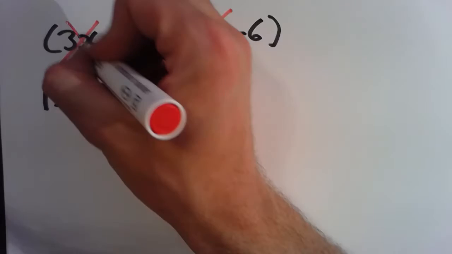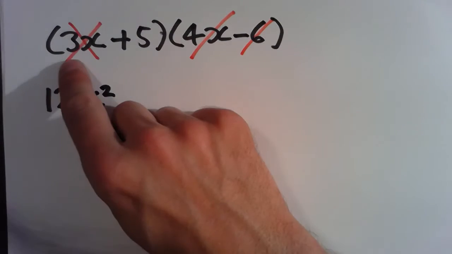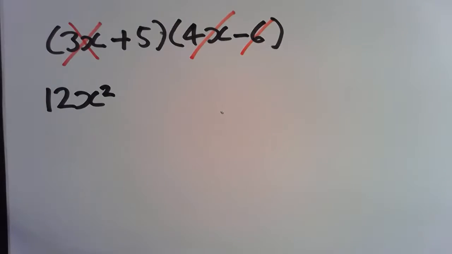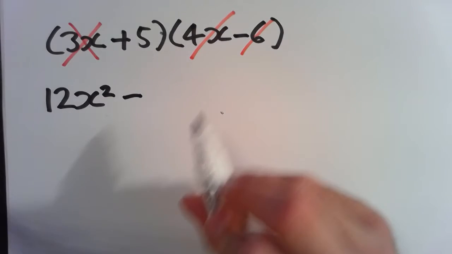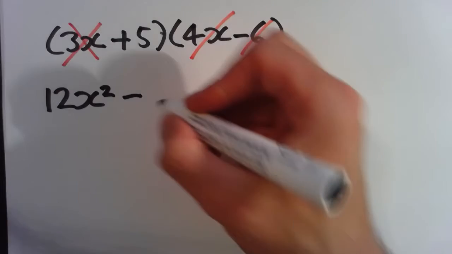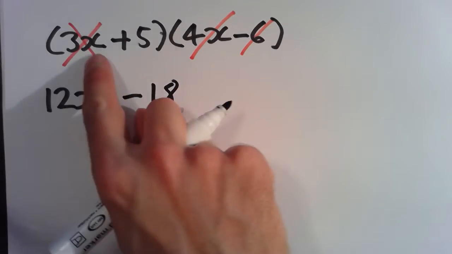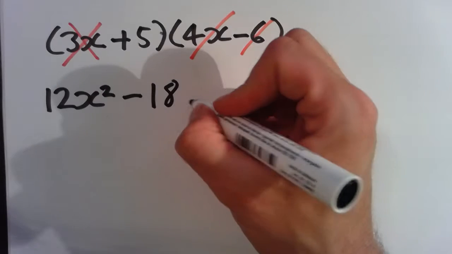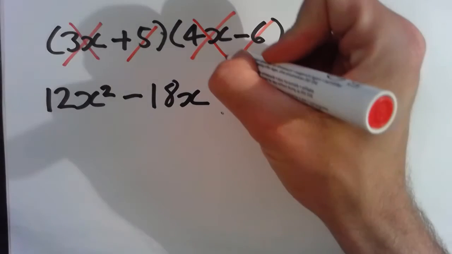Then we multiply the 3x by the 6 over here. That's a negative 6. Positive 3x and negative 6, so we have a negative. 3 times 6 is what we need to do. 3 times 6 is 18. This is an x. We've only got one x here, so there's not an x over here, so that just becomes minus 18x.